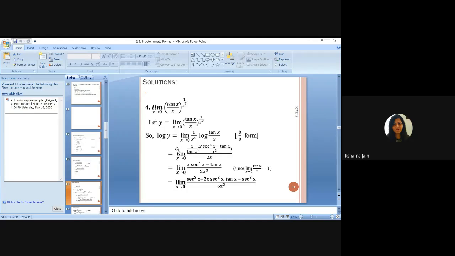So the next type of problem is limit x tends to 0 of (tan x by x) raised to power 1 by x square. Okay.